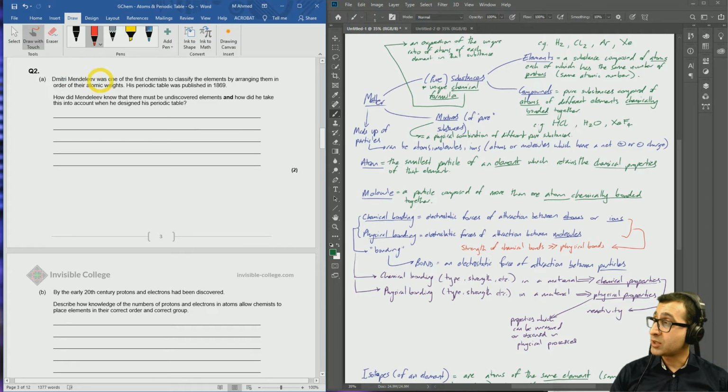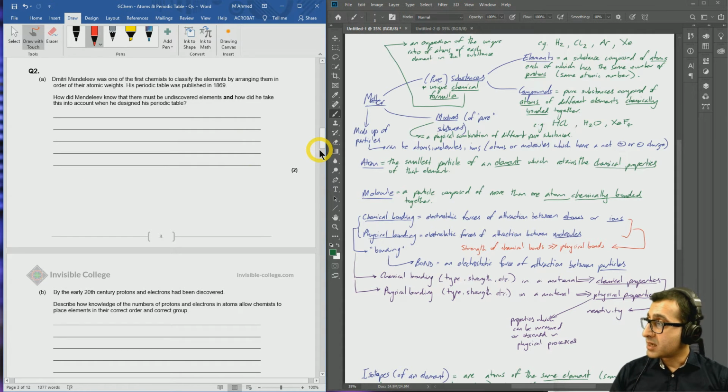But before, it's telling you that Mendeleev was one of the first chemists to classify the elements by arranging them in order of their atomic weights. His periodic table was published in 1869. Now, the publication of the periodic table in 1869 is pretty much irrelevant, other than to say that it's before this section of the question. But how did Mendeleev know there must be undiscovered elements, and how did he take this into account when he designed his periodic table? So there's two implicit requests for you to explain two different things, and you must do both of them to get both of these marks.